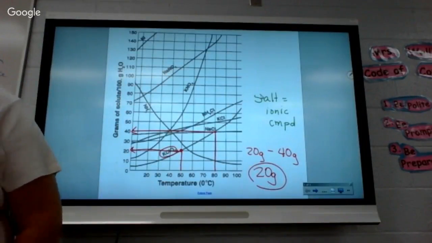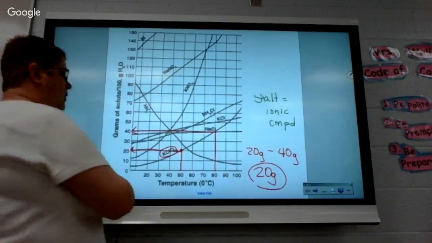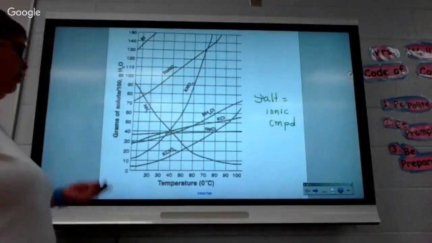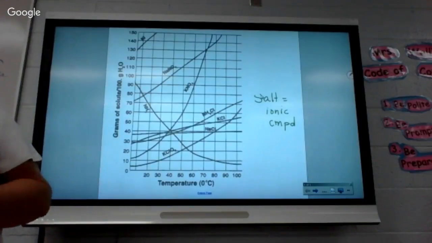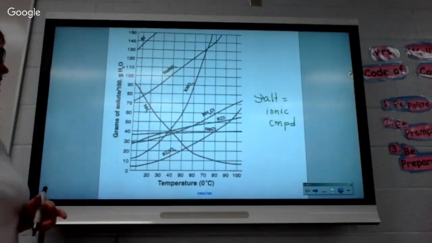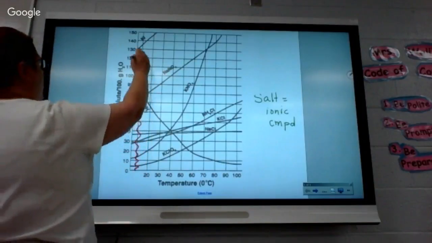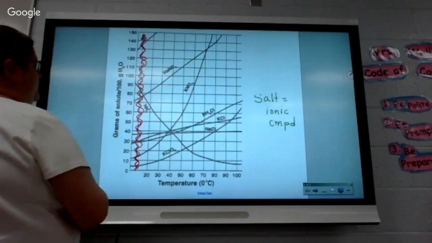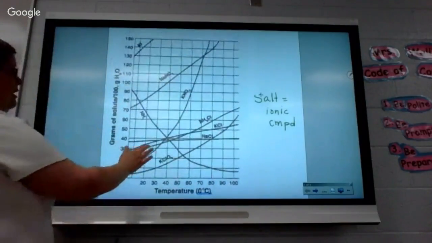Number 7. What compound shows a decrease in solubility? What do we do to find the decrease in solubility? So who goes down? NH3. All right, most soluble at 10. All right, so here's the 10 line. All right, what do we talk about for most soluble just a second ago? Where you got to be? At the top. So who's at the top? Very good. All right, so KI is at the top.